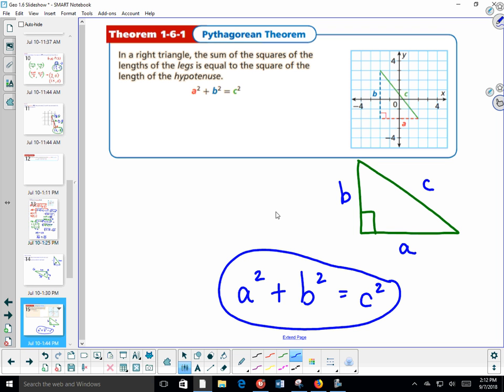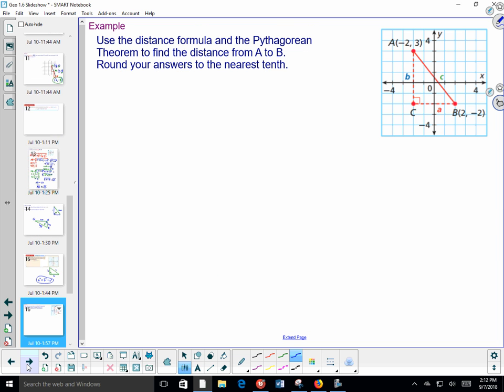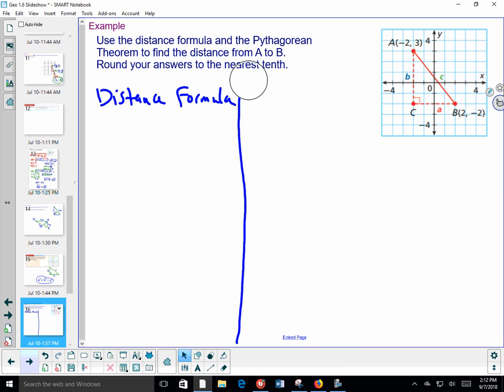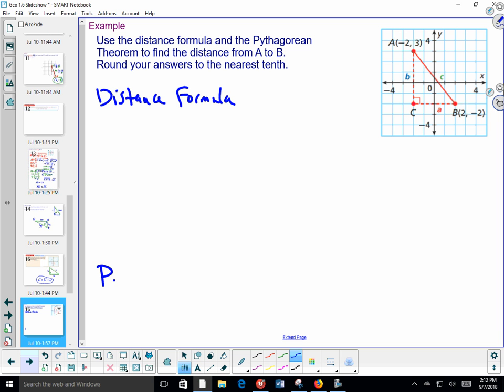All right, moving on. So how exactly do you find the measure of A when it's on a graph like this? Let's take a look at this example. It says use the distance formula and the Pythagorean theorem to find the distance from A to B. Round your answers to the nearest tenth. So in this case, we're supposed to do this in two different ways. Let's do the distance formula, and then down here we'll do the Pythagorean theorem.